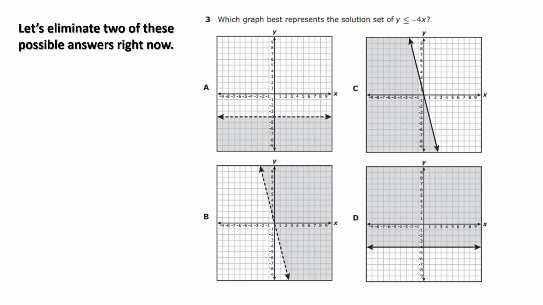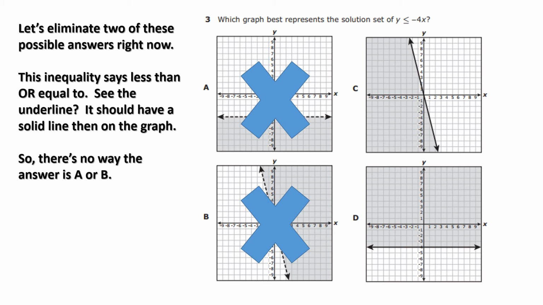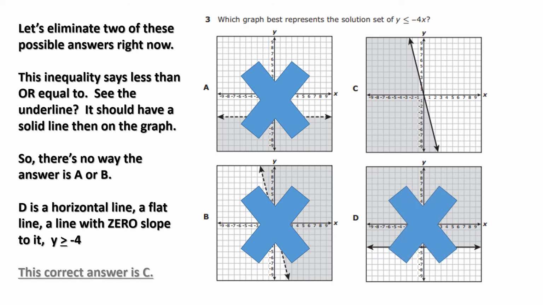Looking at this, let's eliminate two of these possible answers right now. This inequality says less than or equal to. See the underline? It should have a solid line then on the graph. So there is no way the answer is A or B. They use dashed lines. D is a horizontal line, a flat line, a line with zero slope, a line that is y is greater than or equal to -4. Therefore, our answer has to be C.